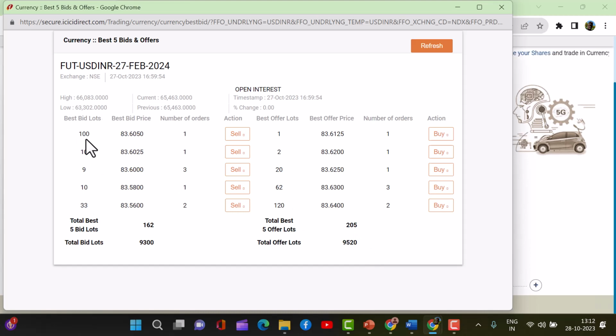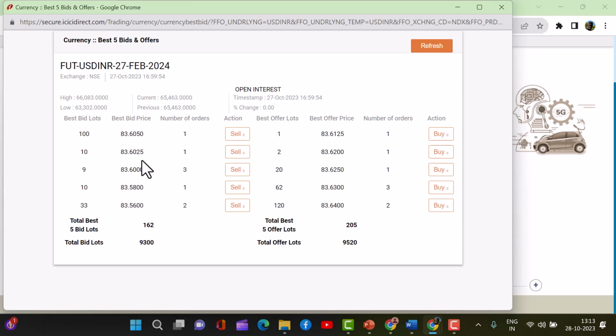So somebody has placed an order to buy 100 lots. What is the price? Bid price 83.60. So this guy wants to buy at 83.60. Now the second is somebody who wants to buy at a cheaper price, so he will come at the second priority. The first priority is given to whoever has put the order at a higher price, because his chances of getting execution are much higher than the person who wants to buy at a cheaper price.